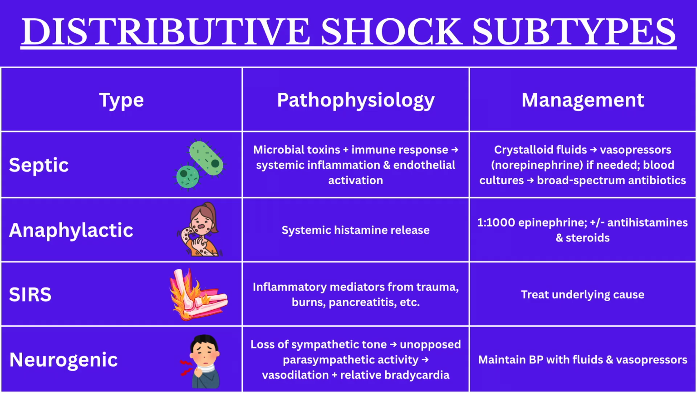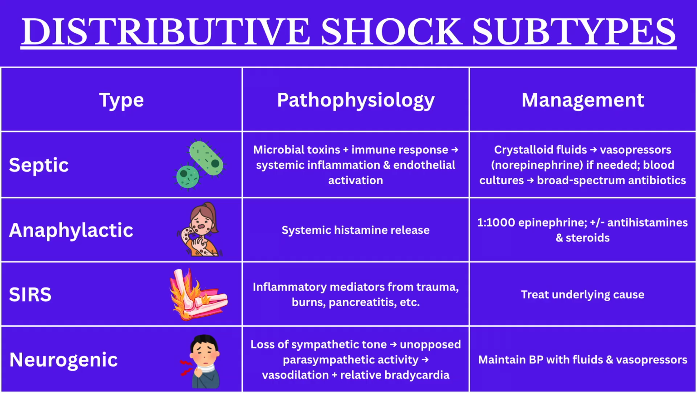In septic shock, microbial toxins and the body's immune response cause widespread inflammation and endothelial activation. These are what lead to the vasodilation seen in this form of distributive shock. Gram-negative bacteria release something from their cell wall called LPS, which drives this cascade. Treatment starts with crystalloid fluids and then vasopressors like norepinephrine if fluids aren't enough. Don't forget to get blood cultures and then start broad-spectrum antibiotics.